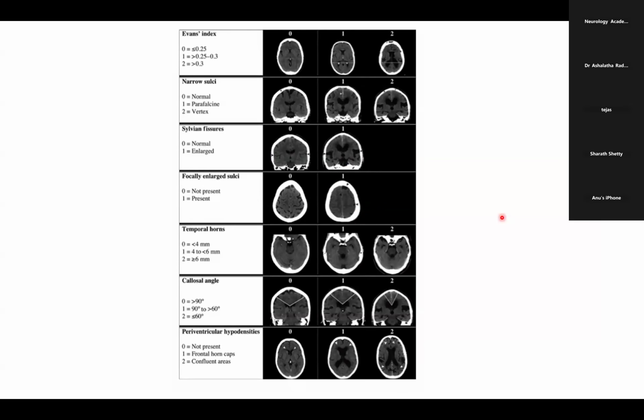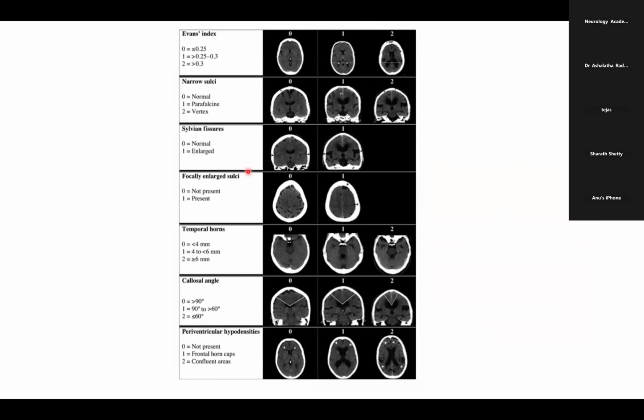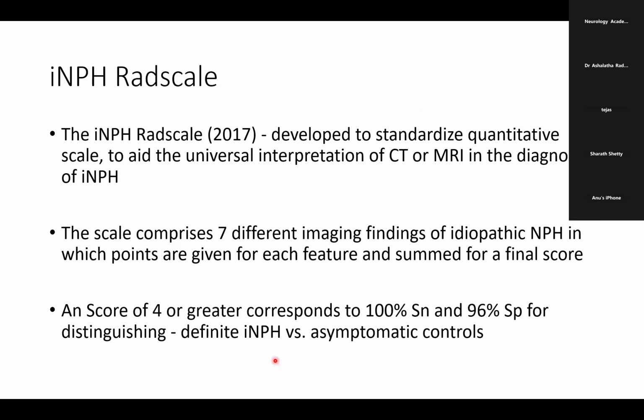Actually, in 2017, there was an attempt to develop an iNPH radiological scale to standardize the quantitative measurements and to aid universal interpretation of CT or MRI in the diagnosis of idiopathic NPH. These are the components. I would like to try to explain each of them with a separate figure.